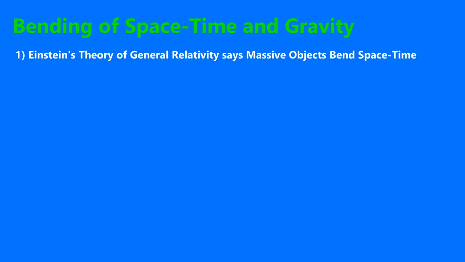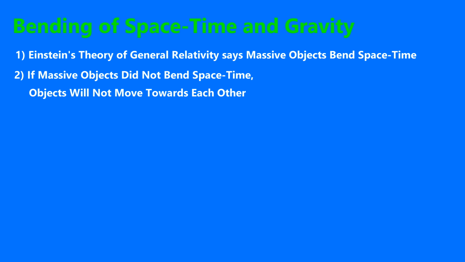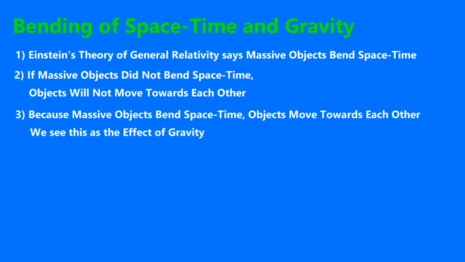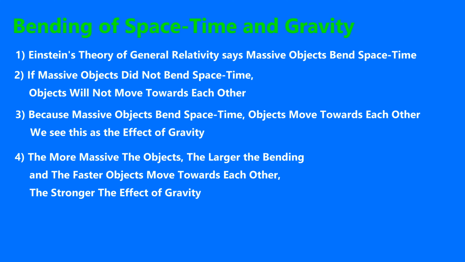So, I hope that you can now relate the bending of space-time with the effect of gravity. Einstein's theory of general relativity says that massive objects bend space-time. This bending has a consequence to what we see as the effect of gravity. If massive objects did not bend space-time, objects would not move towards each other. But because massive objects bend space-time, objects move towards each other, and we see this effect as gravity. The more massive the objects are, the larger the bending, and the speed at which the objects move towards each other increases. That means that the effect of gravity increases when the objects are more massive.